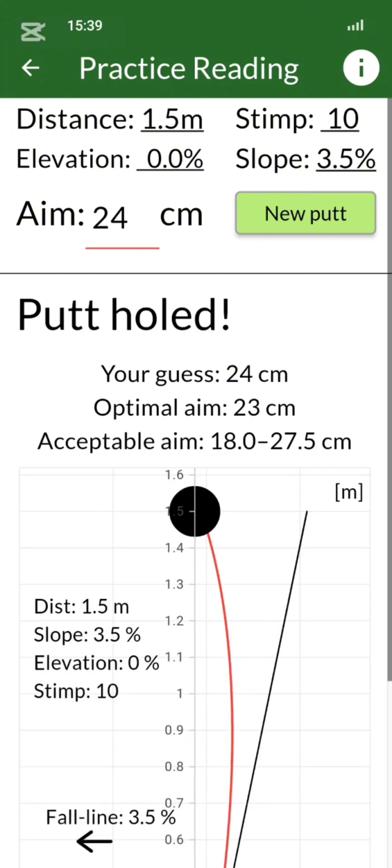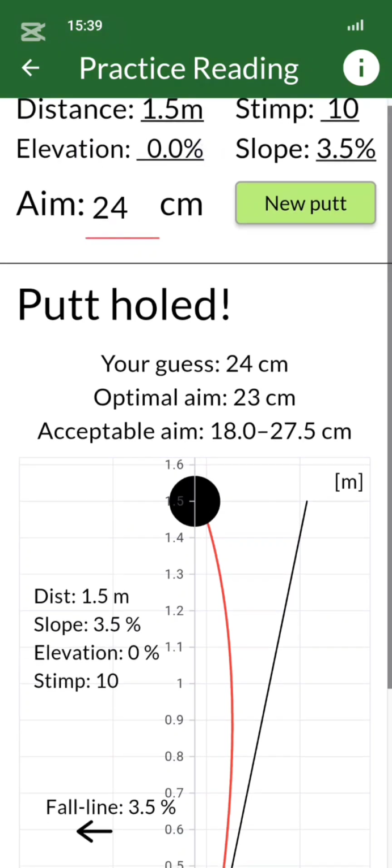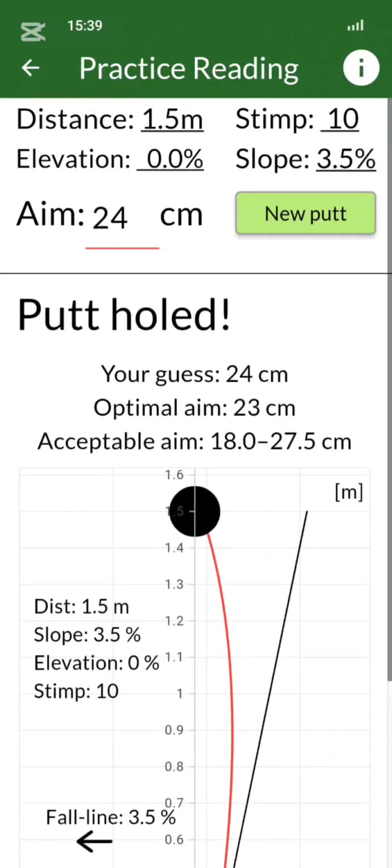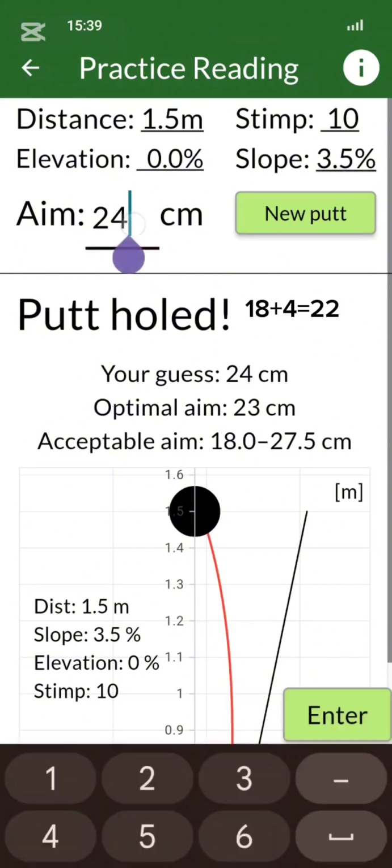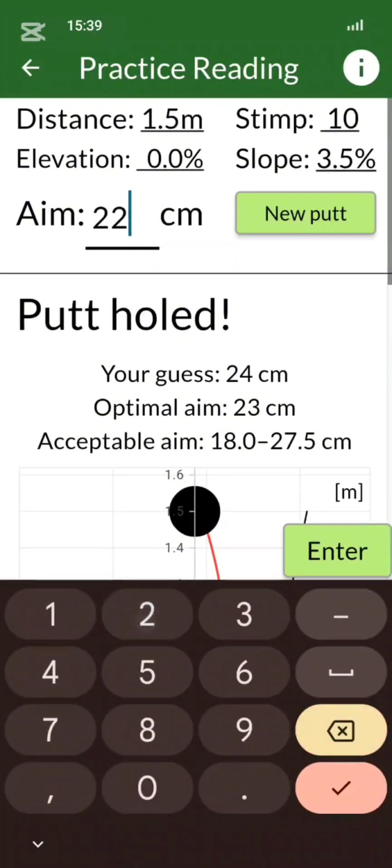The other way to do it is use elevation of 0% and then slope of 3% and then add 20%. So if we do that, we get 9 plus 9, 18. And then to increase it by 20%, we need to divide 18 by 5. 18 is about 20. 20 divided by 5 is 4. So 18 plus 4, that's 22.